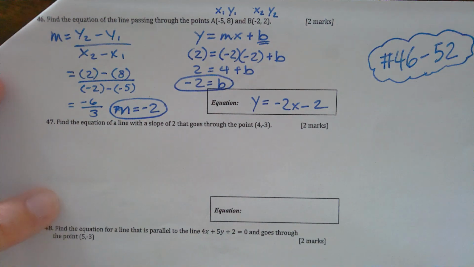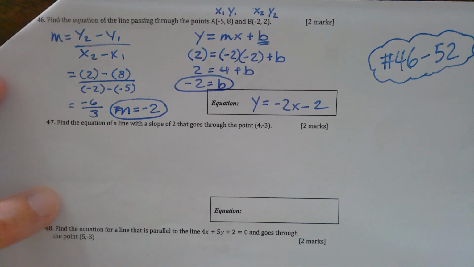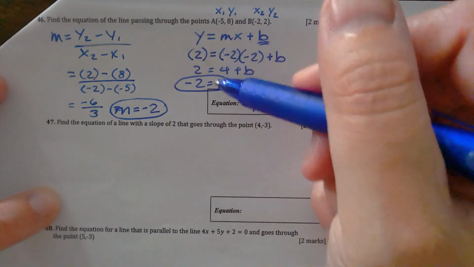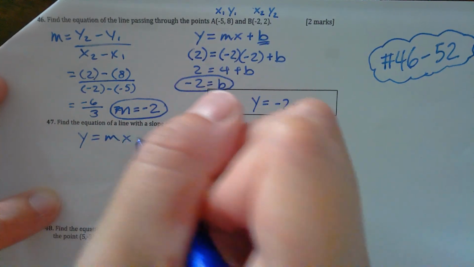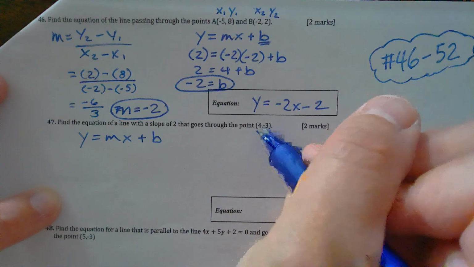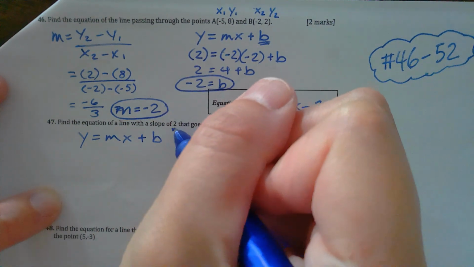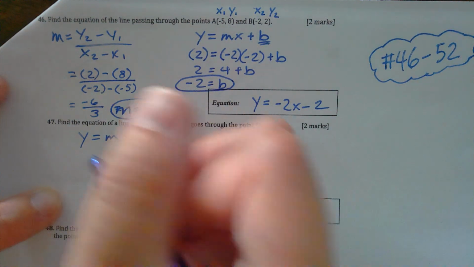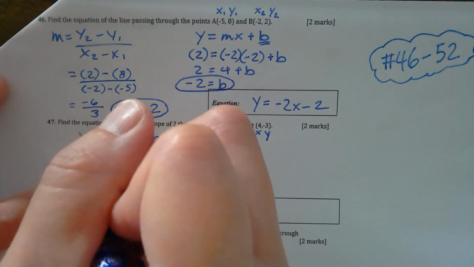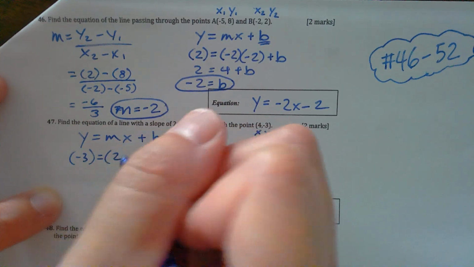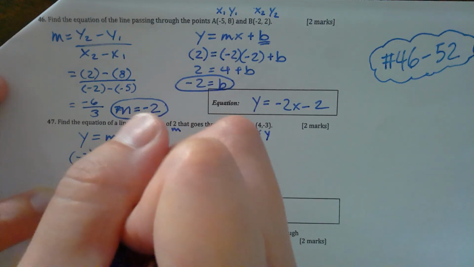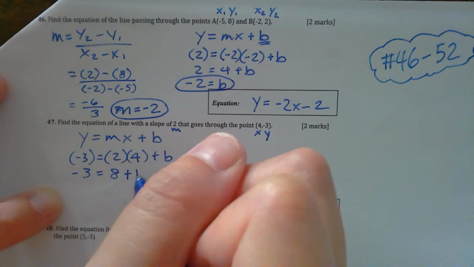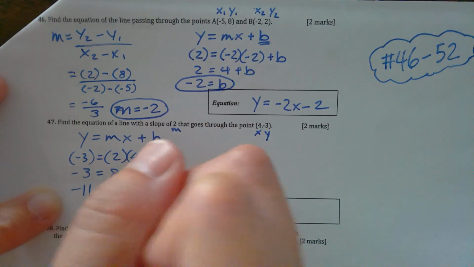Next one, find the equation of the line with a slope of 2 that goes through this point. So exactly the same thing, this part right here. So y equals mx plus b. This is your x, this is your y, this is your m. Okay? So negative 3 equals 8 plus b. So when you move it over, you get negative 11.